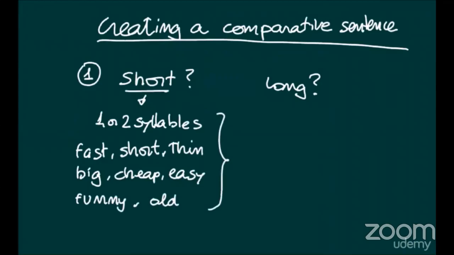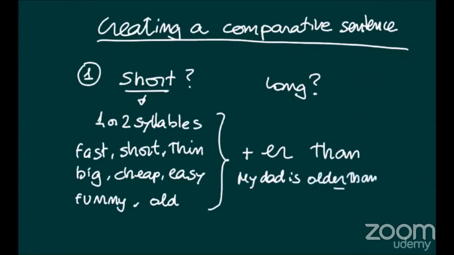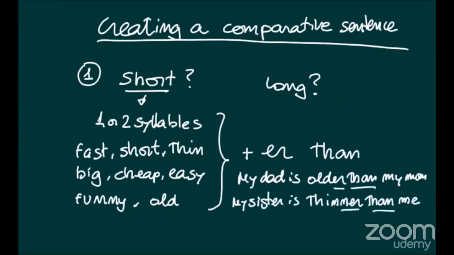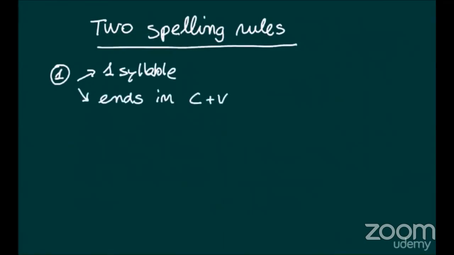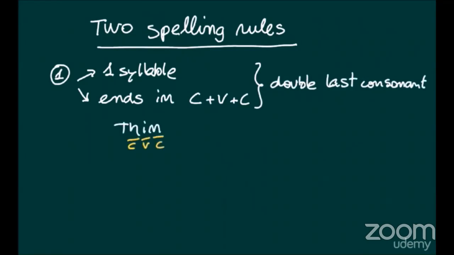For short adjectives, we create a comparative sentence by adding ER at the end of the adjective and then than. Look at the example. My dad is older than my mom. My sister is thinner than me. There are two spelling rules here that you have to remember. 1. When an adjective has only one syllable and ends in consonant plus vowel plus consonant, we double the last consonant. For example, thin, thinner than.